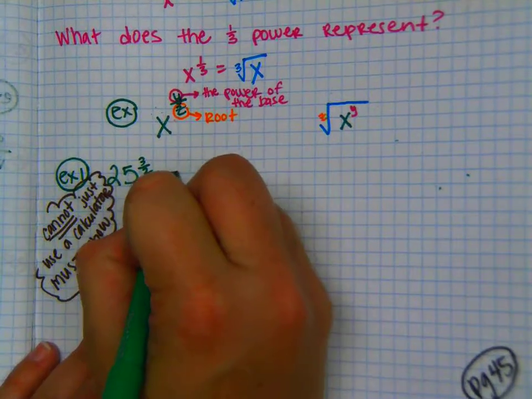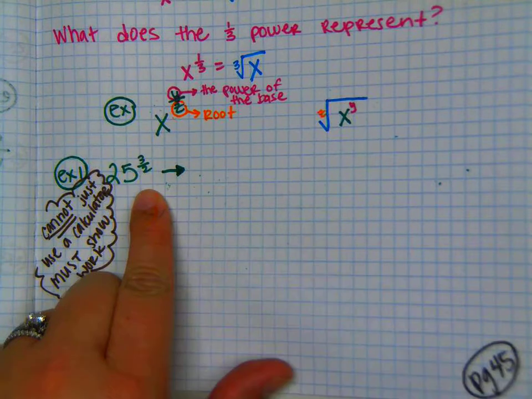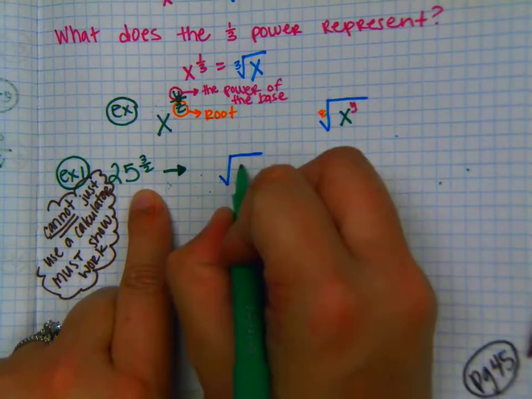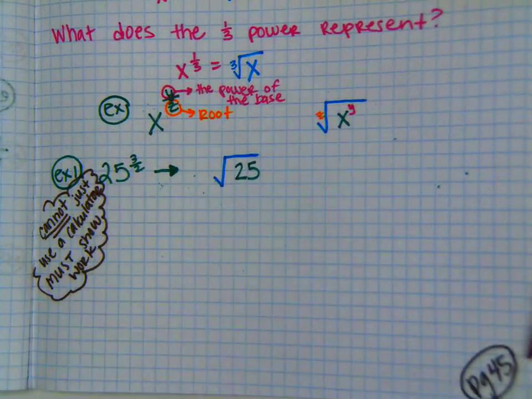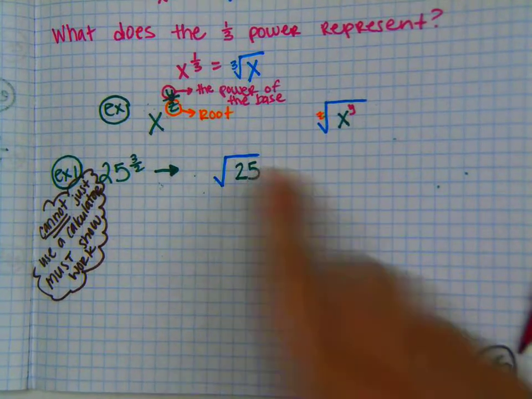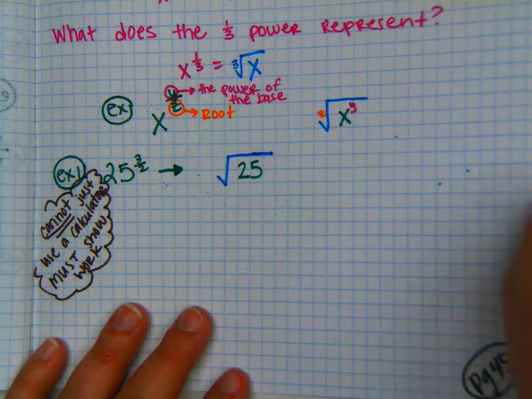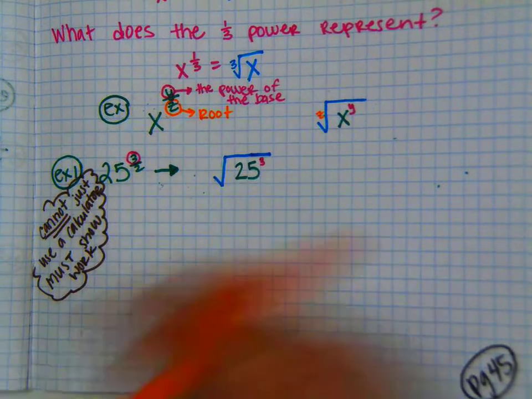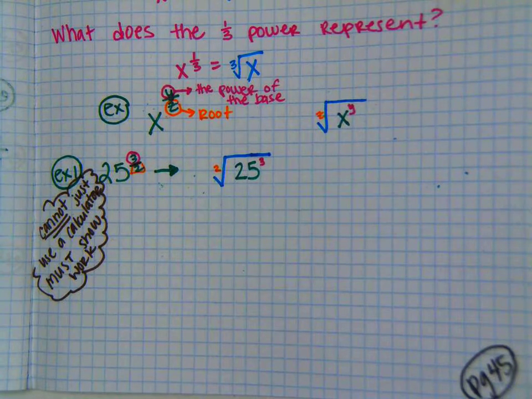So we're going to rewrite this using this method right here. So we're going to have the root, and our base is 25. So we have a 3 over 2. Which one of those goes inside with the base? Is it going to be the 3 or is it going to be the 2? It's going to be the 3. The 3 goes on the inside, and then that 2 goes on the outside. So we have the square root of 25 to the 3rd power.